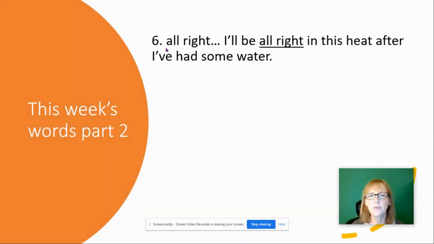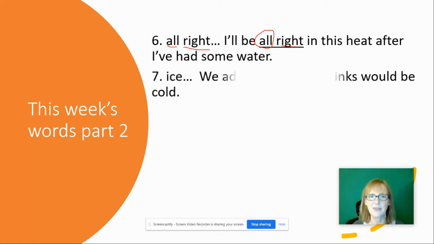And all right. Remember, this is two words, all and then right. I'll be all right in this heat after I've had some water. So we have the IGH there in the word right. We have the two separate words. When all is by itself, it does have a double L. When the AL becomes the beginning of a word, we drop one of those L's.